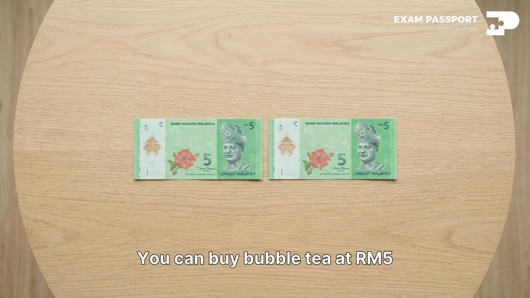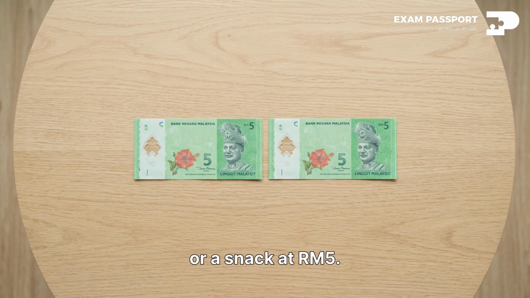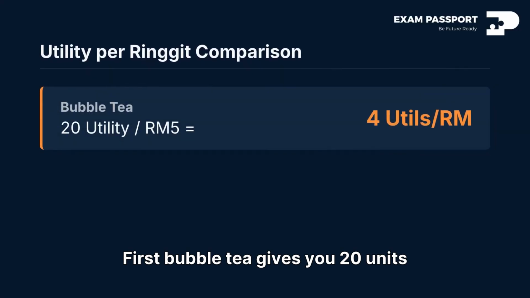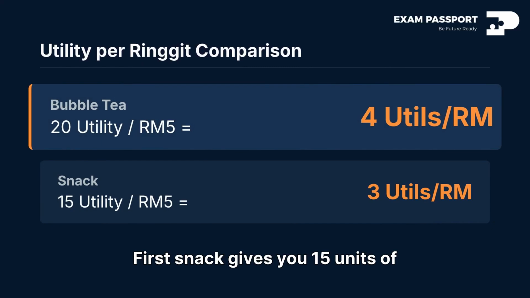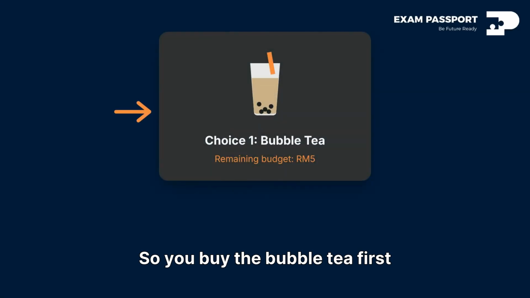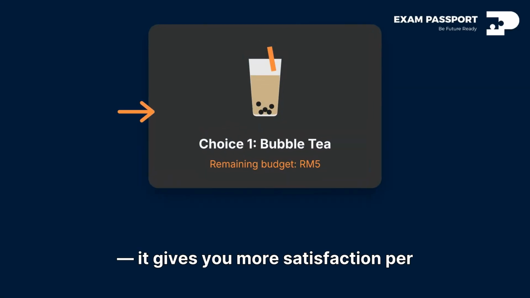Imagine you have 10 ringgit to spend. You can buy bubble tea at 5 ringgit or a snack at 5 ringgit. First bubble tea gives you 20 units of utility. That is 4 units per ringgit. First snack gives you 15 units of utility. That is 3 units per ringgit. So you buy the bubble tea first. It gives you more satisfaction per ringgit.